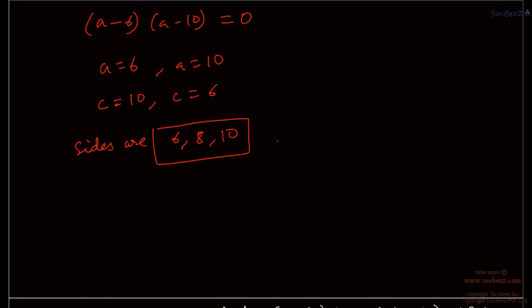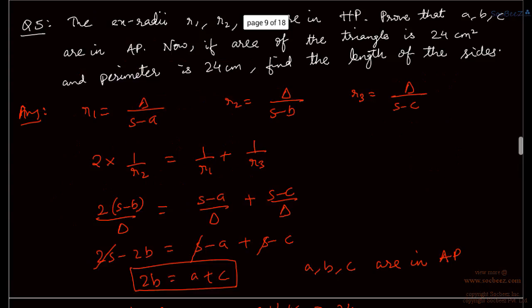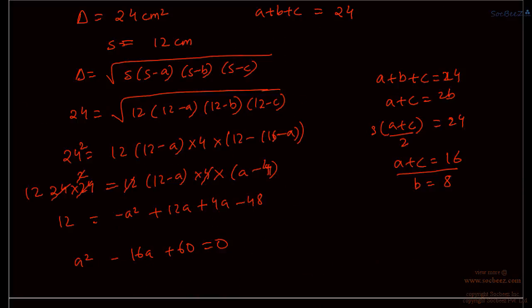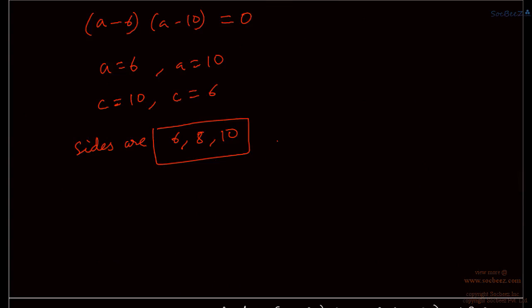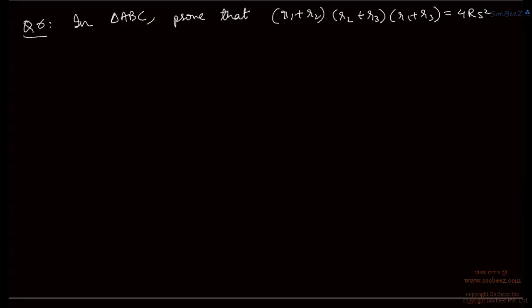Okay. So here we used the formula of the exradii, and using that and Heron's formula we found the sides of the triangle. Let's move to the next question. This again is on exradii, and it says that the product of sums of two exradii taken at a time is equal to 4 into R into s square, where R is the circumradius and s is the semiperimeter.